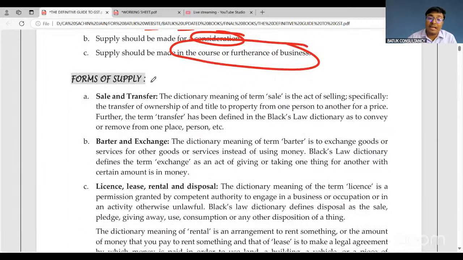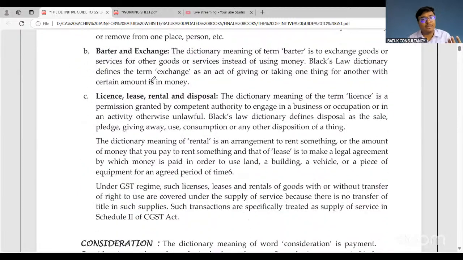Sale and transfer, we have already covered. Sale means when I sell particular goods, and when I transfer the ownership of the goods for a limited amount of time or for the whole economic life, that will be called my transfer. Barter involves only goods, but in case of exchange there may be chances of inclusion of a certain money-related element. License, lease, rental, disposal, everything is okay.